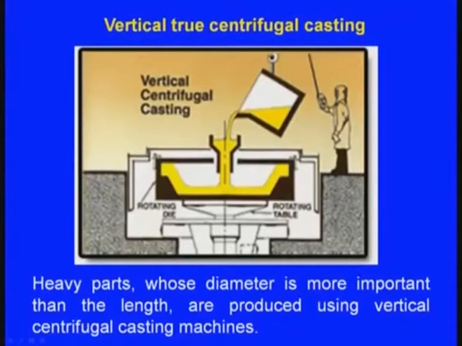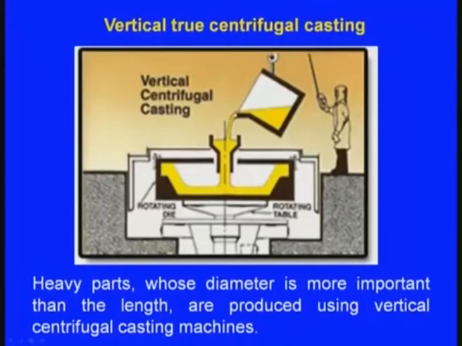There will be a cylindrical mold, and it will be rotating, but here the diameter is more important than the length. And here we can see this is the rotating mold, and the molten metal is being poured. As the molten metal is entering, the mold will be rotating, and this rotation continues till the molten metal solidifies inside the metallic mold.